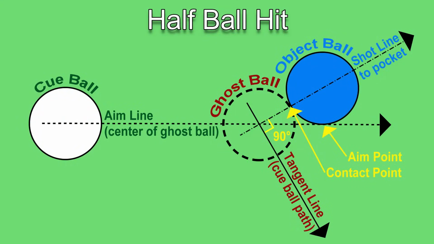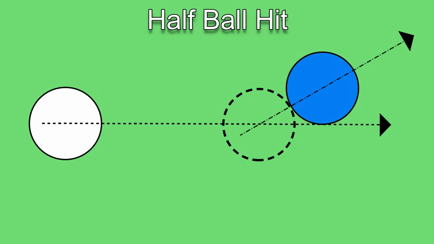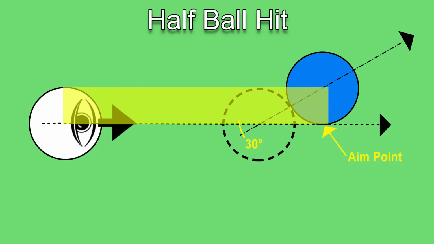Let's return to our shot definition diagram, and let's take a look at the angles. This drawing actually represents a cut angle of exactly 30 degrees. And when you have a cut angle of 30 degrees, the aim line running through the center of the cue ball is pointed directly at the edge of the object ball. We call this shot a half ball hit because from the point of view of the shooter, half of the cue ball covers half of the object ball.